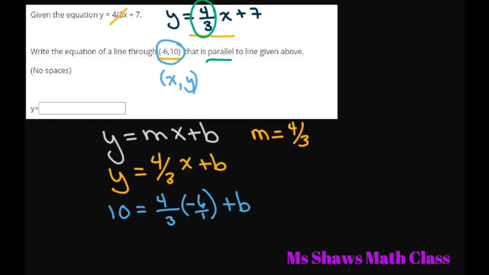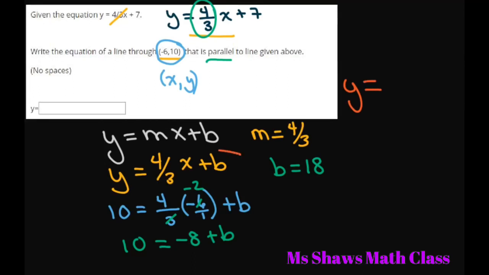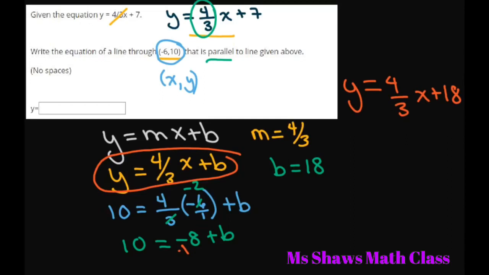So your b, we can say that 3 goes into -6 2 times. So we have 10 equals -8 plus b. Therefore, b equals 18 when you add 8 to both sides of the equation. So you rewrite it, and it's going to be y equals, and we're back to this, 4/3 x plus 18. So we're basically just adding 8 here to solve for b.